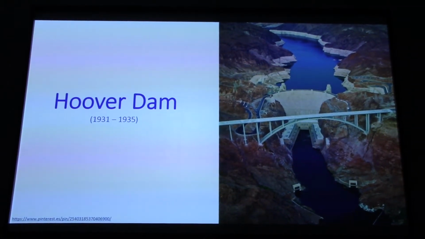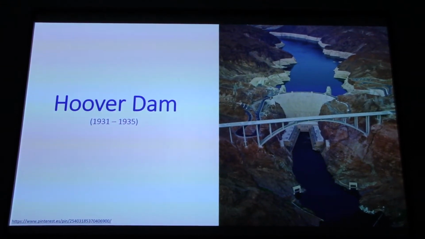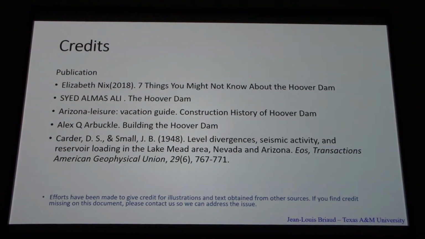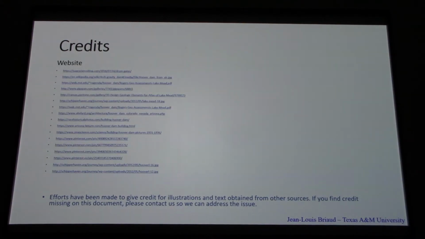So the Hoover Dam was built between 1931 and 1935. Herbert Hoover was the president at the time, and you remember 1929 was the Great Depression, and so the idea of building the dam was to give work and to try to improve the economy. And here are the credits, number of websites that used.